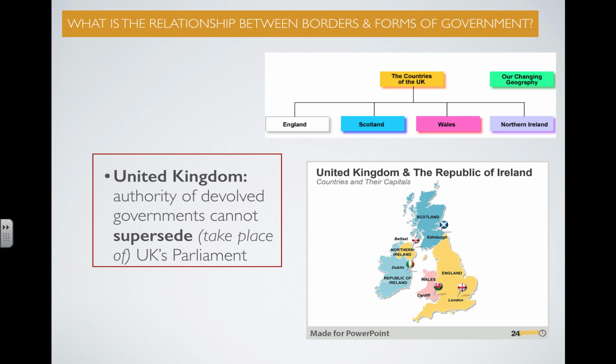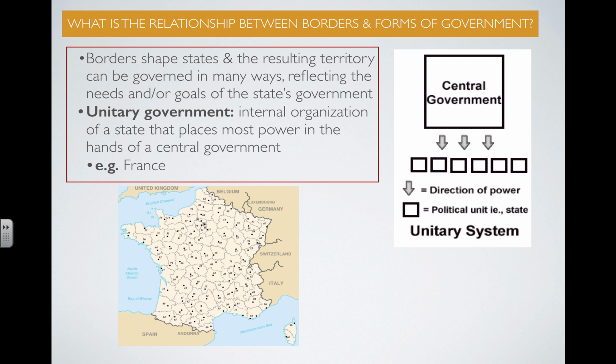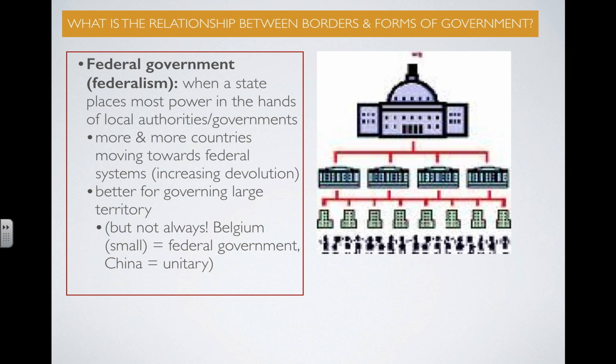In the United Kingdom, the authority of the devolved governments cannot supersede the power of the UK Parliament. Very simplistically, the power of these sort of regional governments, if you will, these state governments, cannot supersede the central authority. Let's go back to the graphic. Think of that central government as the Parliament across all of the UK. The regional governments, the state governments, so Ireland, Wales, Scotland, cannot supersede, rise above the power of the central government. That would be a unitary state system.